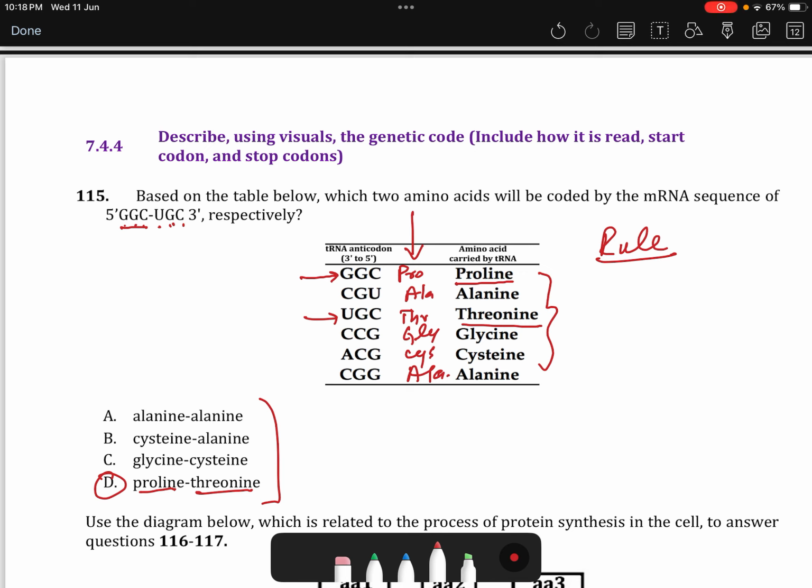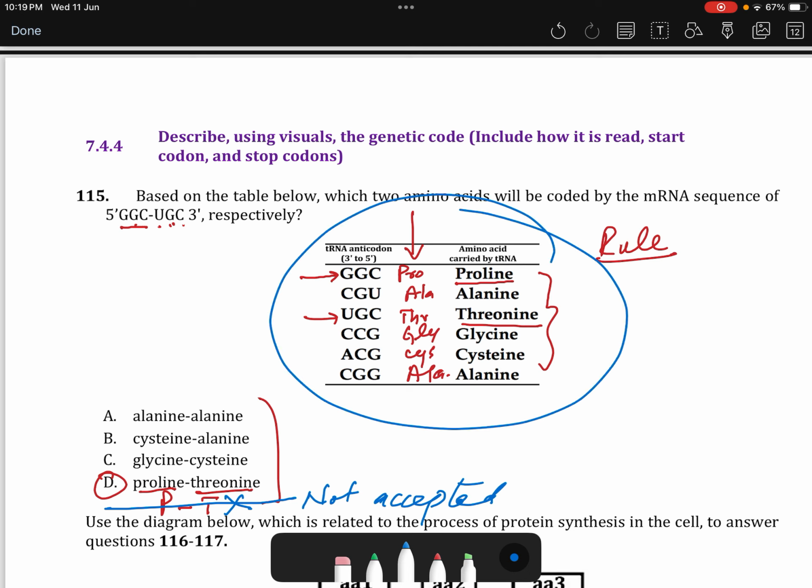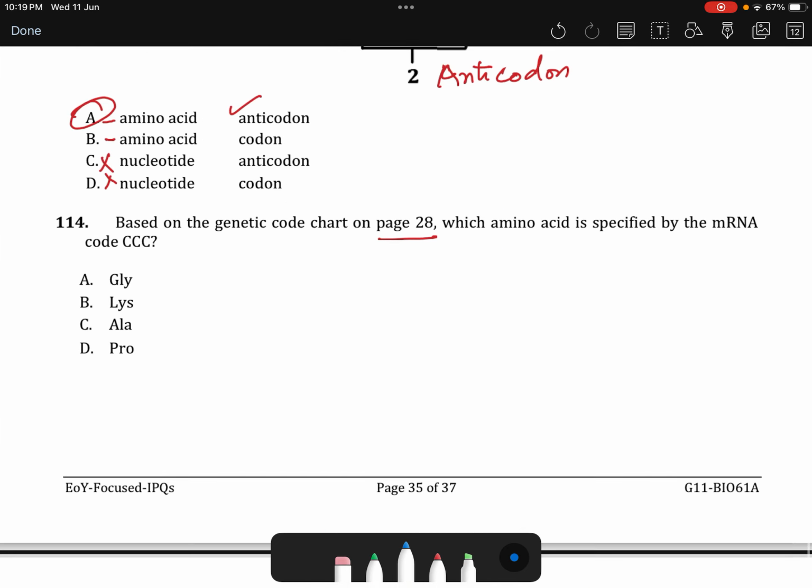Sometimes during SBQs we have observed that you write only the first letter. So instead of writing Pro, you write P dash T. If you do P dash T, this is wrong, not accepted. As per the table given, if the table says Pro, that's okay. If the table says full name, write the full name.